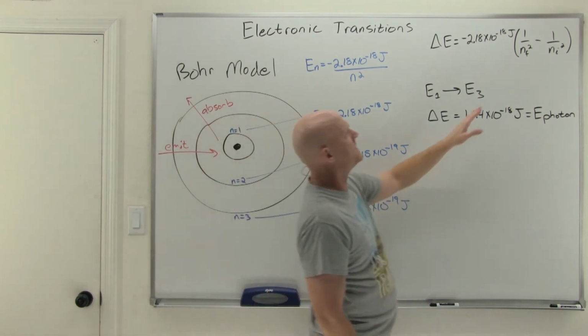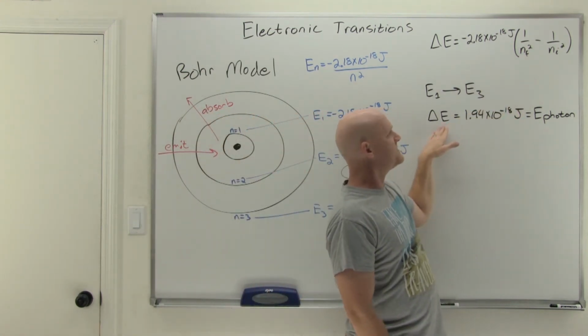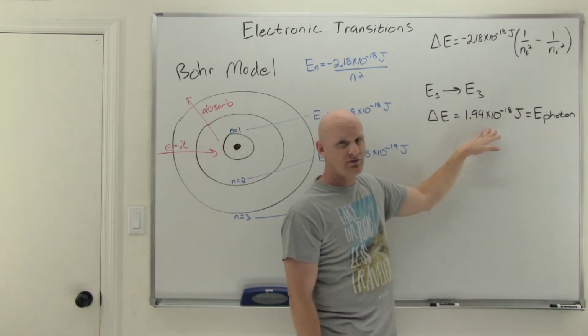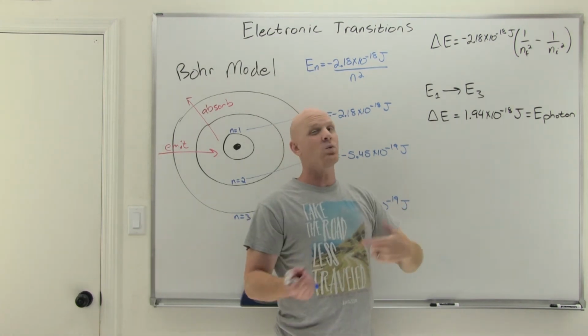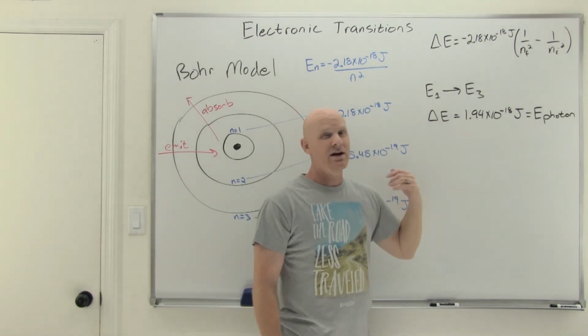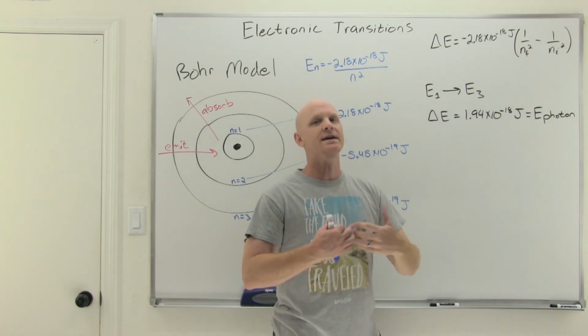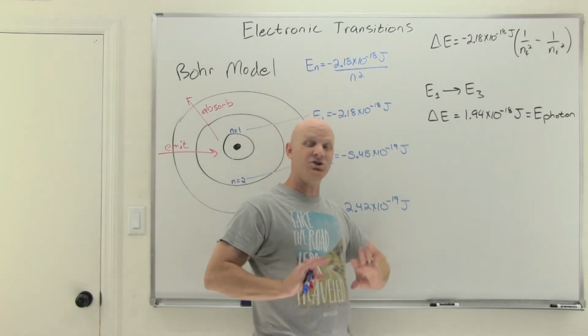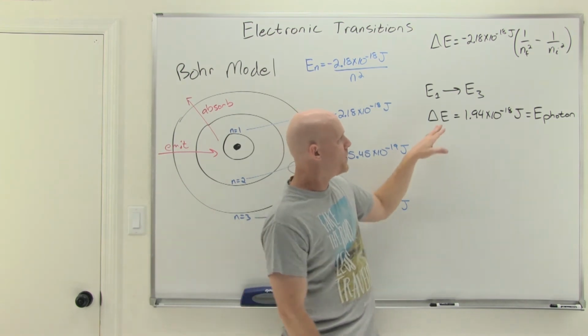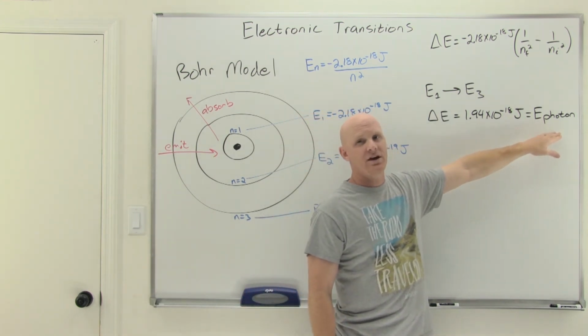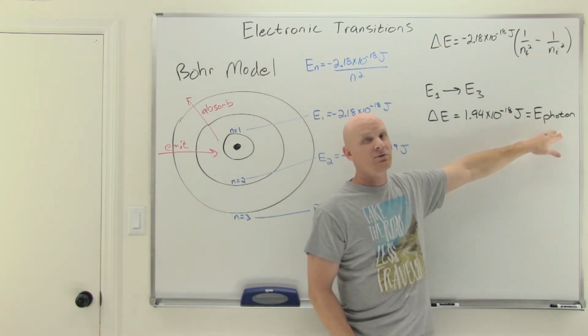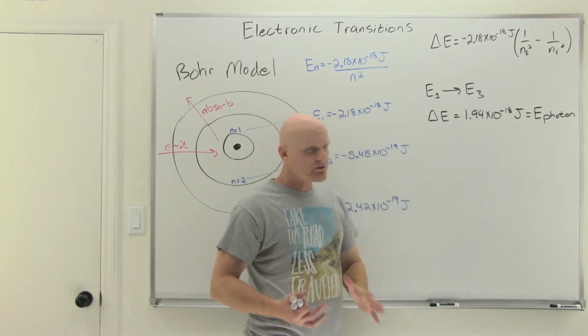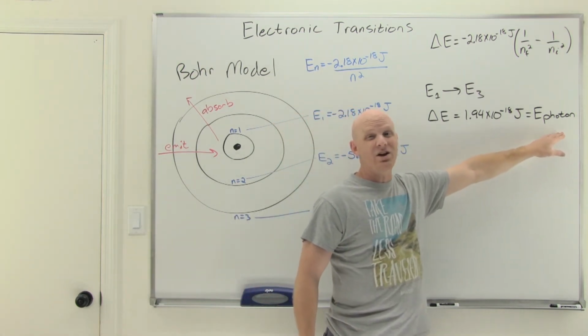Now, one thing to note when you do this, you just want to make sure that your difference in energy always comes out positive. Because technically, if you go from 3 to 1, this delta E is going to come out negative. But the negative really just means that you're emitting a photon rather than absorbing a photon. It's a negative energy change. You're giving off that energy. But when you actually go to plug it into the energy of your photon, you always just want to take the absolute value of that number.